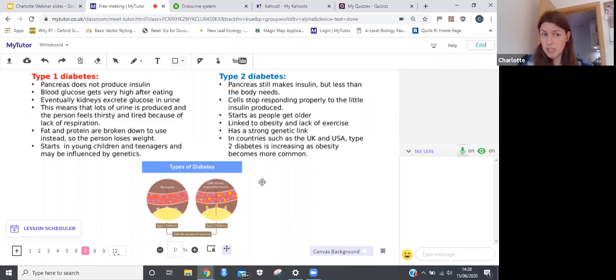So type 1 diabetes, which is where we don't produce insulin at all, results in blood glucose getting very high after eating. And because it's not being taken up by the cells, because there's no insulin to tell the cells to do that, eventually the kidneys end up excreting all of that excess glucose in urine. This means that a lot of urine is produced because there's a lot of glucose to excrete. The person feels thirsty because you're dehydrated, and tired as well because you haven't got the glucose entering the cells for respiration. So you feel tired and thirsty.